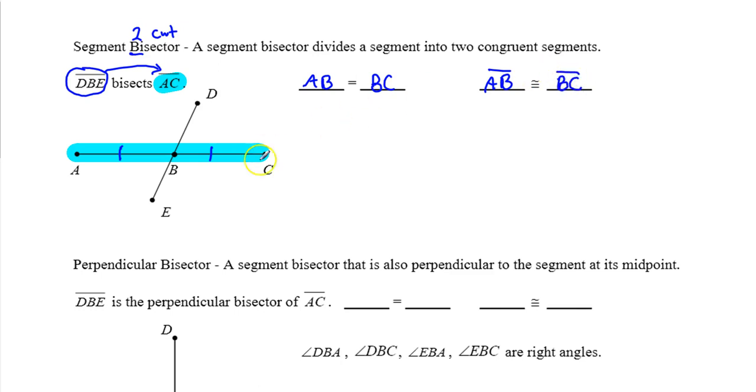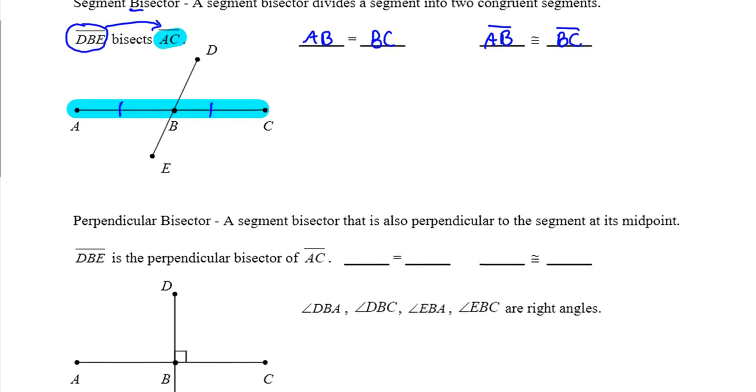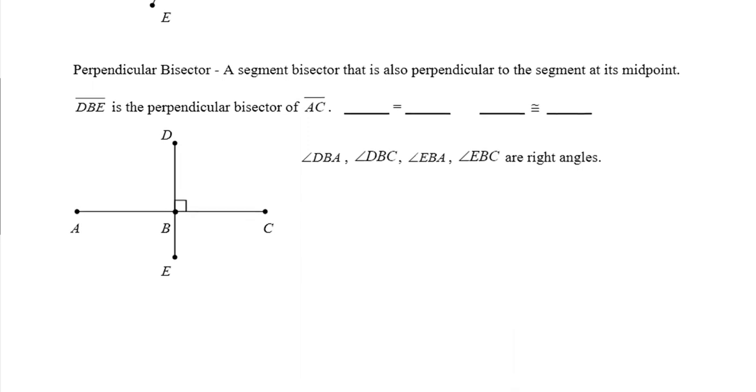Okay, so just again, when you're seeing this written bisecting, the order of that matters and what is being bisected. So make note of what is being bisected, and that's what we'll cut through. All right, now more definitions. Perpendicular bisector. A segment bisector, we know what bisector means, cut in two, that is also perpendicular to the segment at its midpoint.